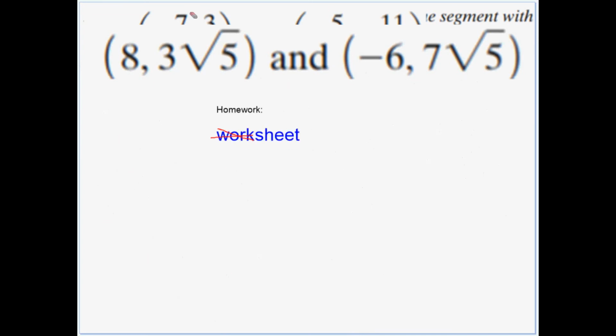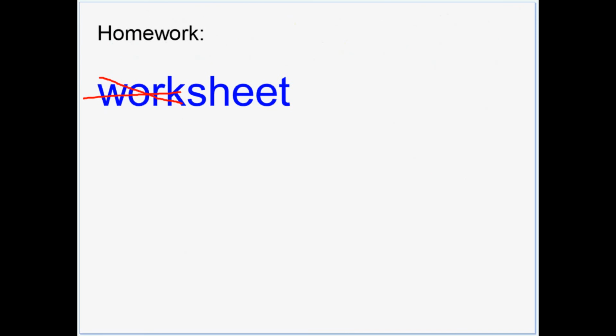The homework for this section is a worksheet where I crossed out work because we don't work in math class. We have fun. We do fun sheets in math class.